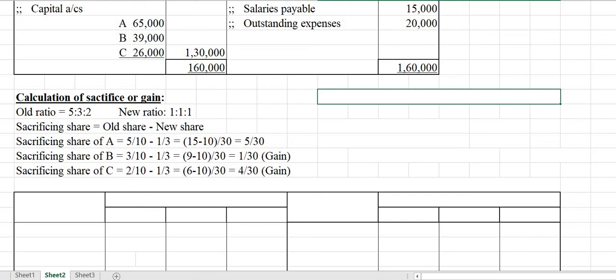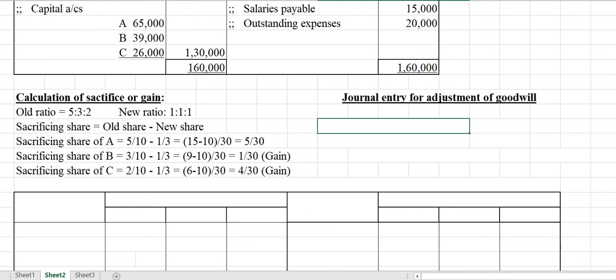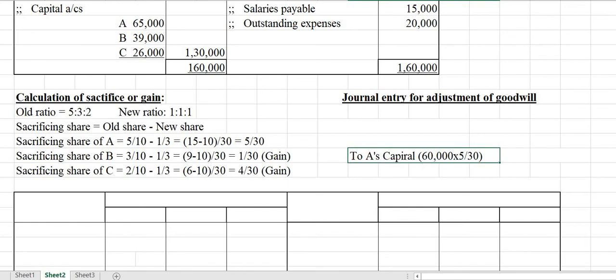What is the treatment of goodwill? We are going to see how the goodwill will be treated. So here, sacrificing partners have to get the money from gaining partners. That means gaining partners have to compensate the sacrificing partner. Who is the sacrificing partner here? A is the sacrificing partner. He has to get the money. So A's capital can be credited. Who will give? How much is there? 5 by 30 of 60,000. So 10,000.